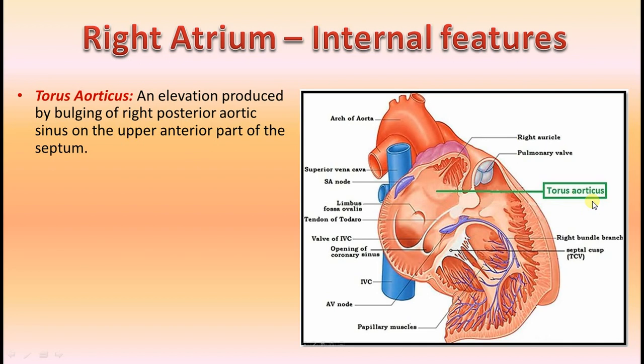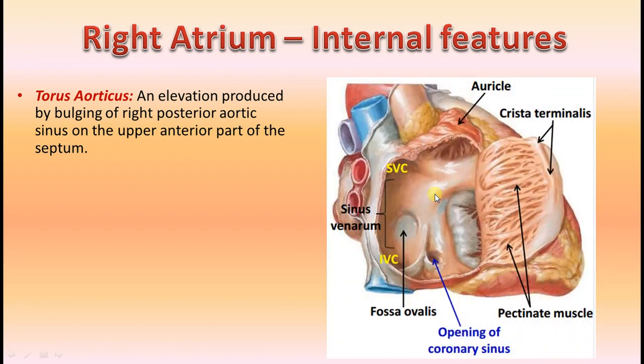There are two other aortic sinuses. Sinus means they are just openings near the ascending aorta. We will see that when we deal with the ventricular chambers. Through two sinuses, the left and the right anterior, the left and right coronary arteries arise. Whereas there is one more sinus through which no coronary artery arises, and that produces a bulge on the upper anterior part of the interatrial septum, called the torus aorticus.